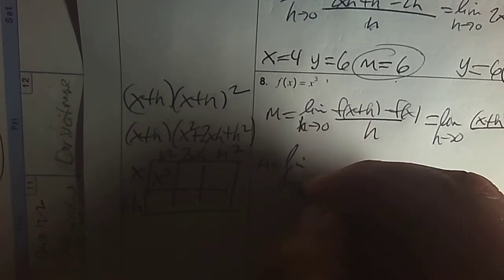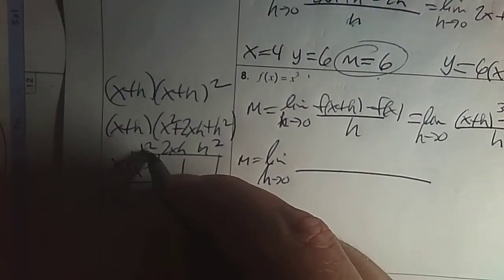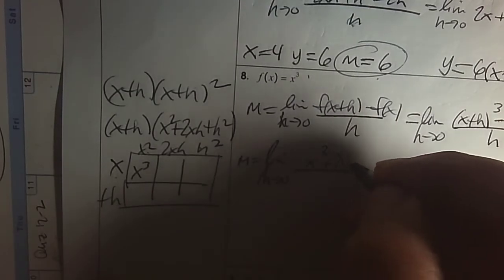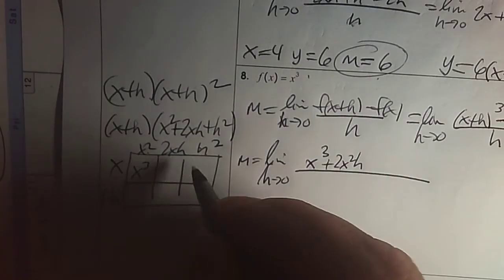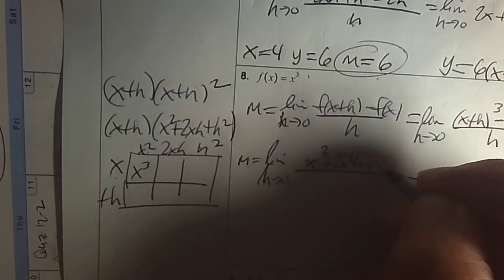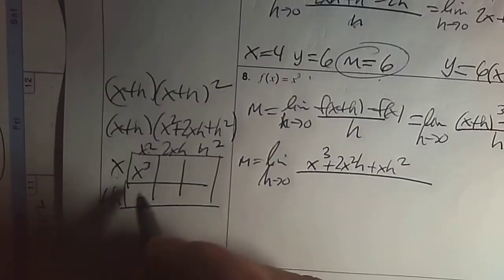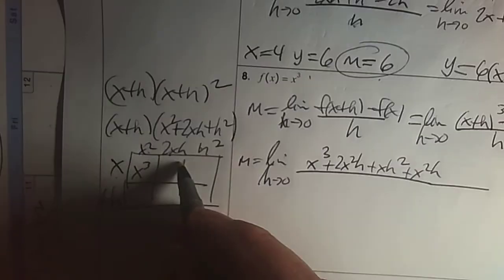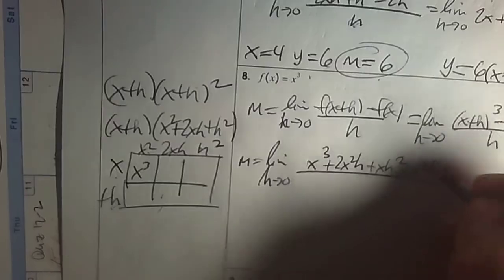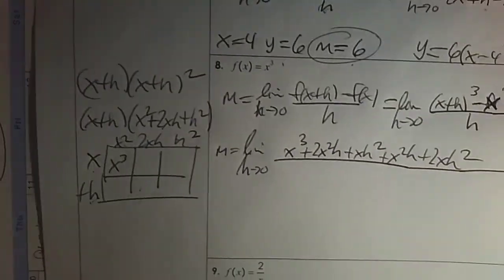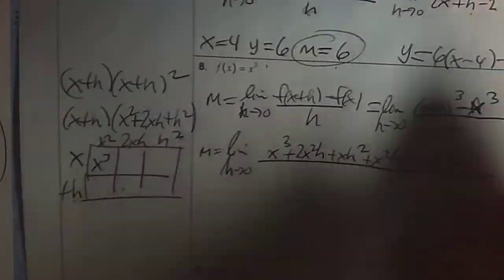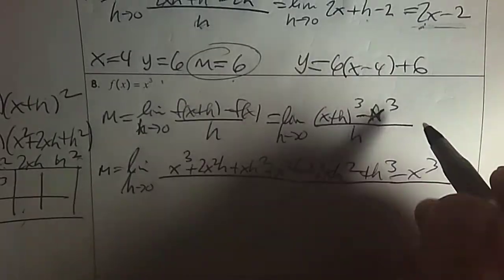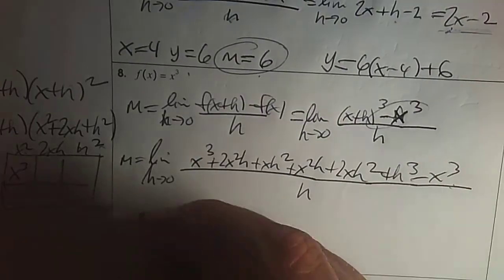So the limit as h approaches 0. X times x squared is x cubed. X times 2x is 2x squared h. This one is x h squared. This one is x squared h. This one is 2x h squared. I have some like terms to combine together for sure. And then h and h squared is h cubed. And then we have a subtract x cubed that's already here at the end that I need to include, all over h.